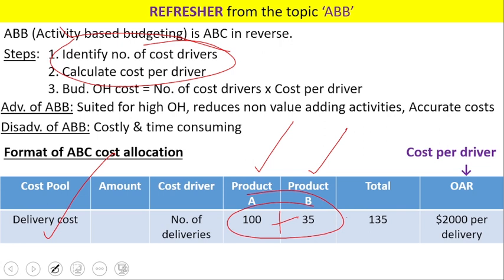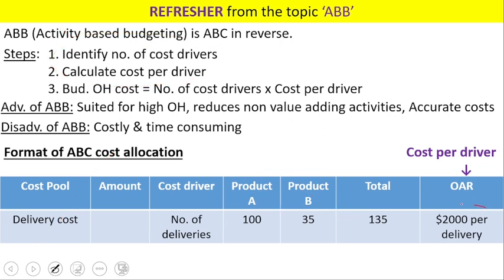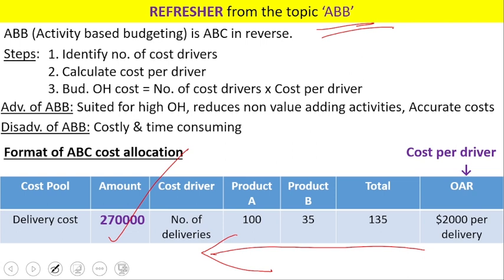We get a total of it, so it's 135, and we find out the cost per delivery. That is, each time what is the transportation cost that we incur. So that's 2000 per delivery. So what is the budgeted cost? Budgeted cost will be 2000 per delivery multiplied by 135. That's the number of deliveries of the cost drivers. The budgeted delivery cost will be 270,000. See, we have moved from right to left. So that is what activity-based budgeting is all about.